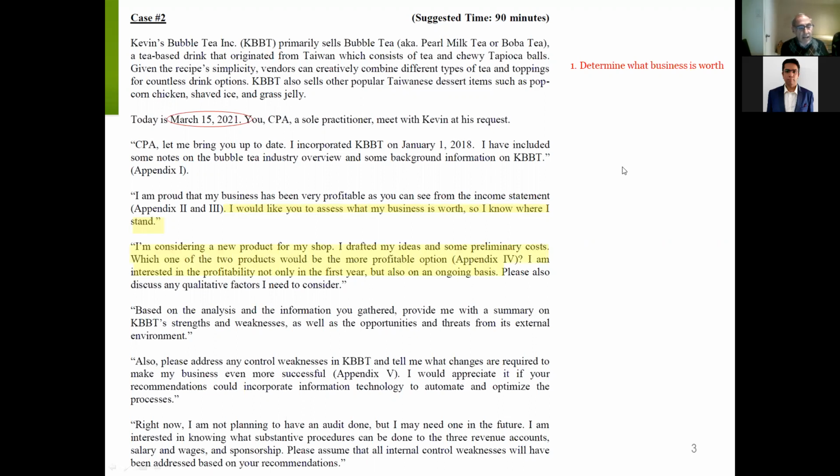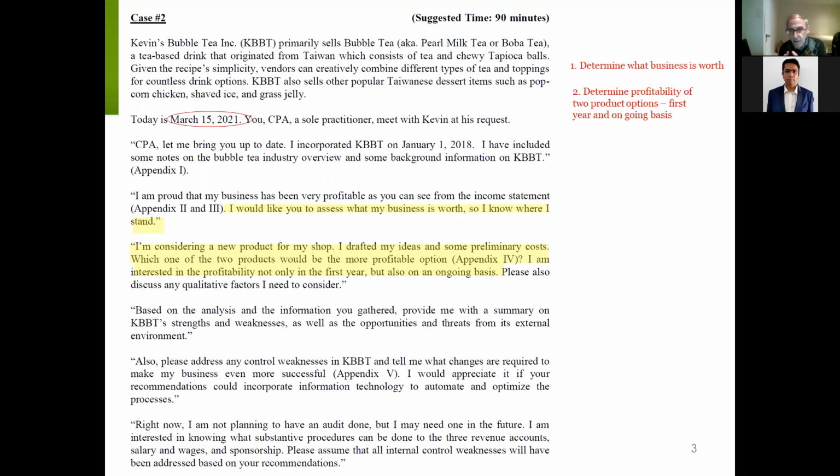You then move on to the next paragraph. I'm considering a new product for my shop. I drafted my ideas and some preliminary costs. Which one of the two products would be the more profitable option? I'm interested in the profitability, not only in the first year, but also on an ongoing basis. So the second required is to determine the profitability of the two product options.